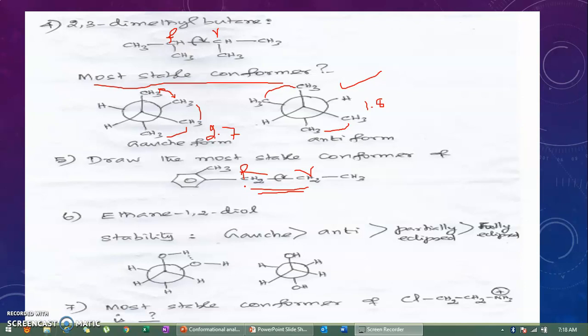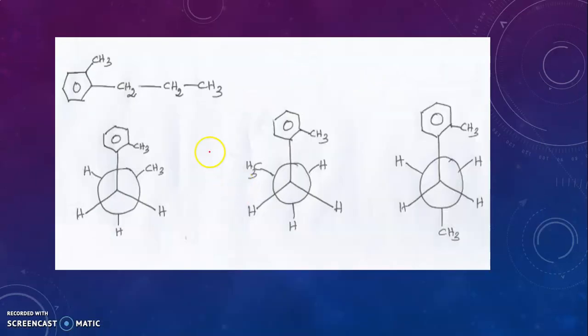Now I'll show you. So this is the molecule. For this molecule, what are the staggered conformations possible? Now here, in the front carbon we have 2 hydrogens and a phenyl group with a methyl at the ortho position. Then in the rear carbon we have 2 hydrogens and 1 methyl group.